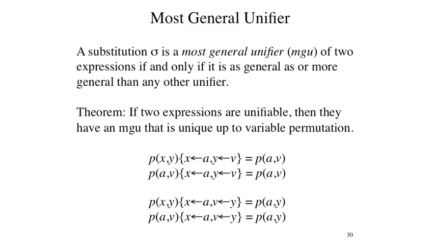For example, P of x and P of y can be unified by either the substitution x gets y, or by the substitution y gets x. And either of these substitutions can be obtained from the other by applying a third substitution. It's not true of those unifiers we saw earlier.